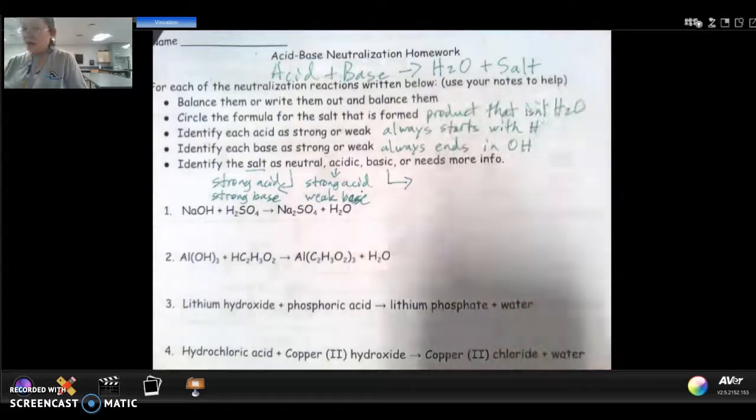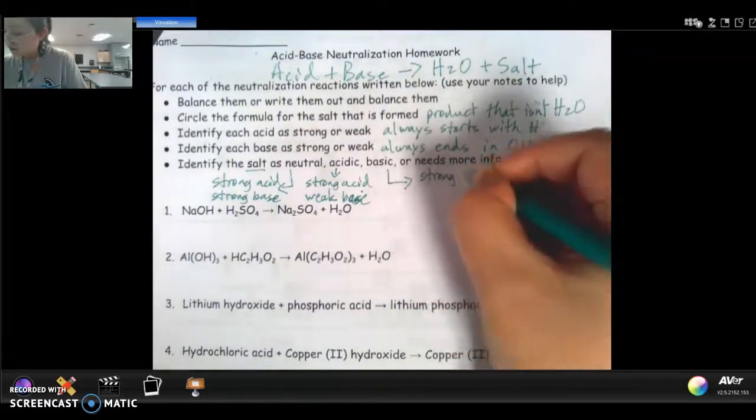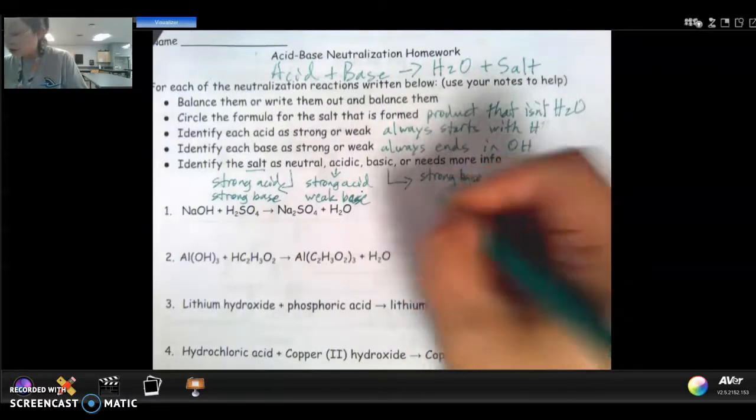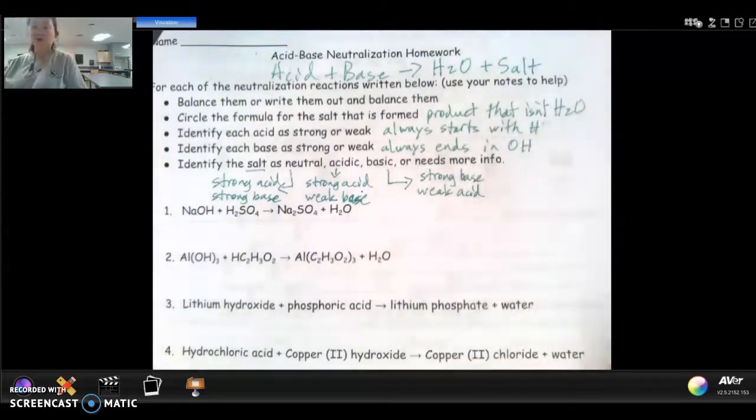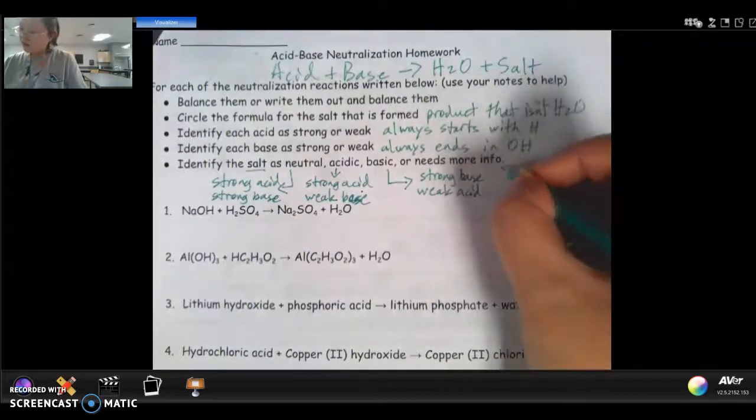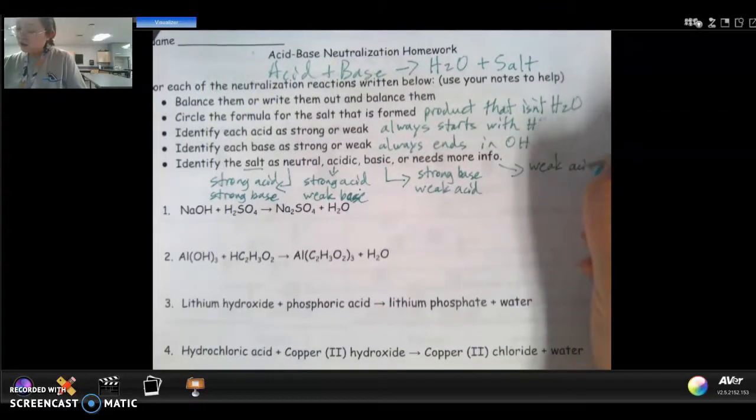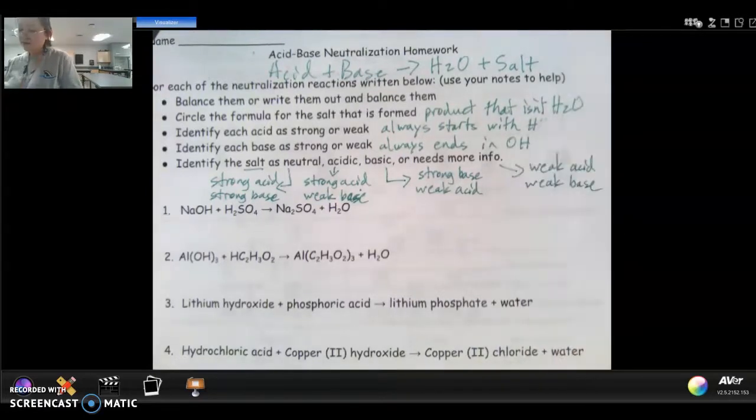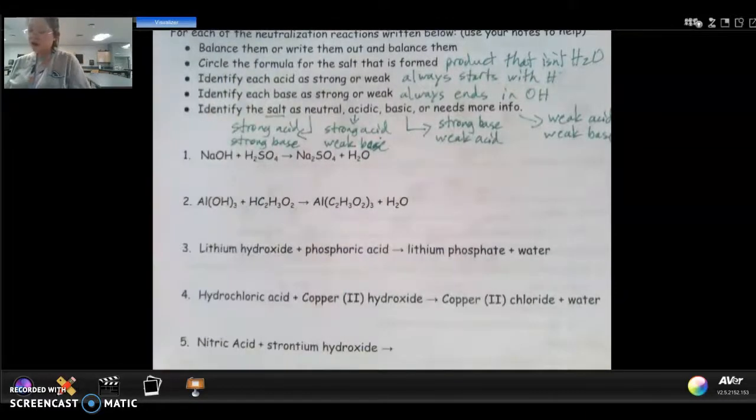If it is a basic salt, that means that your strong base is influencing your salt, overpowering the weak acid to make the salt basic. And then if you need more info, that's when you have a weak acid reacting with a weak base. Okay, so those are the basics. Now let's actually get to doing these bullet points.